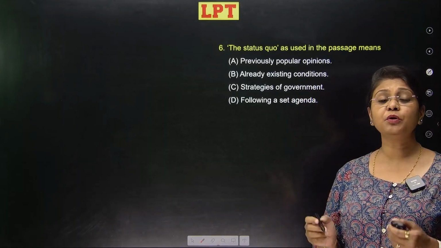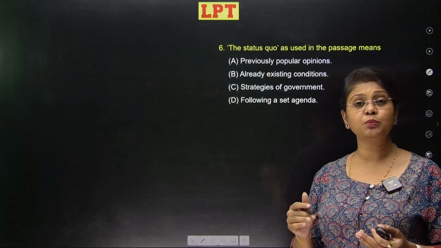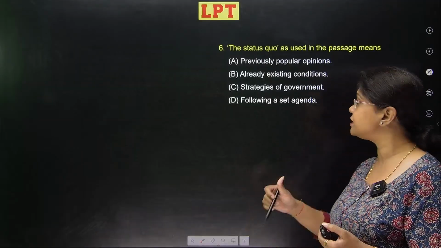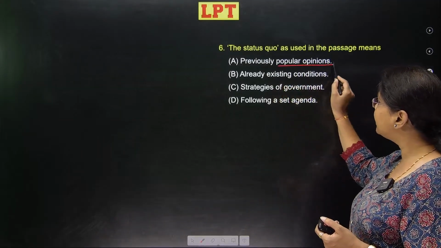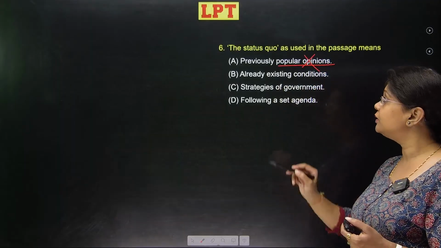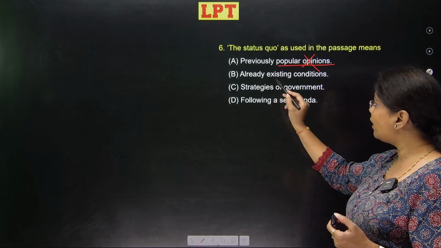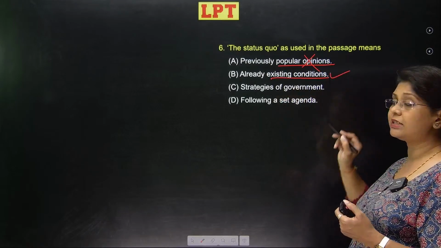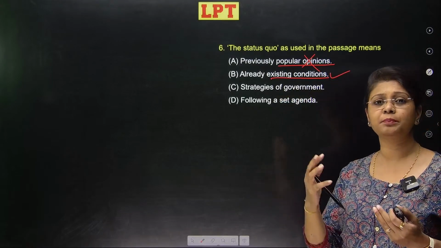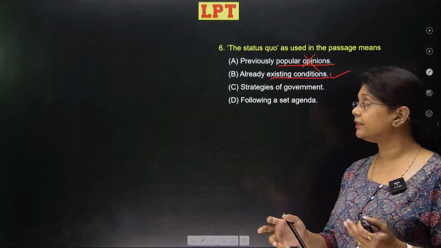Now, for those of you who know the term status quo, I'm sure you would not have any problem in answering the question. So, it's not about popular opinion. So, this is cancelled out. Status quo means the existing conditions. So, when you say already existing condition, this is the correct answer because it's a direct question. So, the answer would be pretty much straightforward.